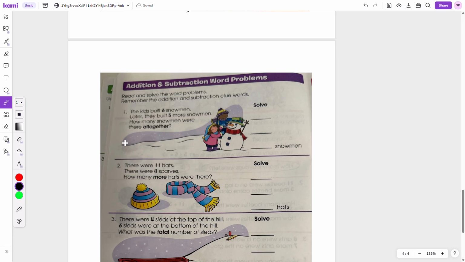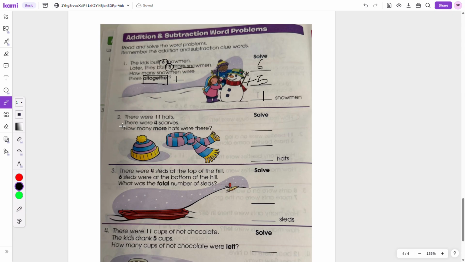Read and solve the word problems. Remember the addition and subtraction clue words. Number 1, kids built 6 snowmen. Later they built 5 more snowmen. How many snowmen were there all together? So we have to add. First there were 6, and then we have to add 5 more snowmen, which will be 11.